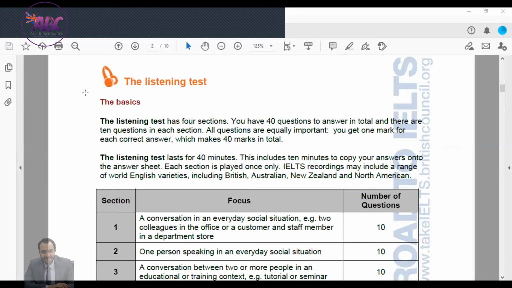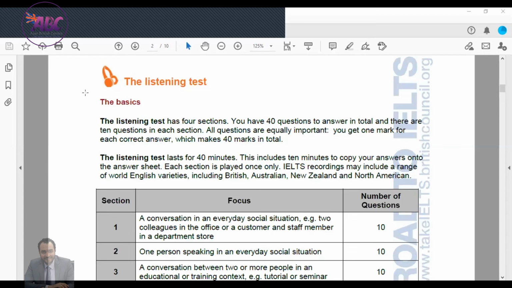The 10 minutes, of course, is quite a long time just to transfer some words from the exam papers to the answer sheet. But during these 10 minutes, you must check your spelling and make sure that you wrote every answer with the right spelling. Even if your answer was right and you made a spelling mistake, it will be considered a wrong answer. This is what we use the 10 minutes for.